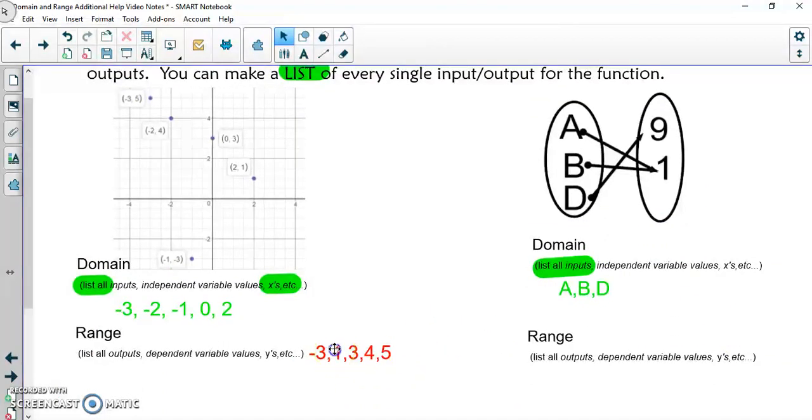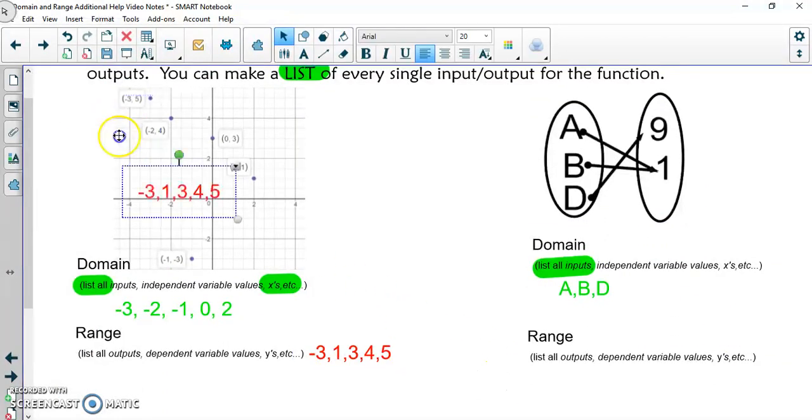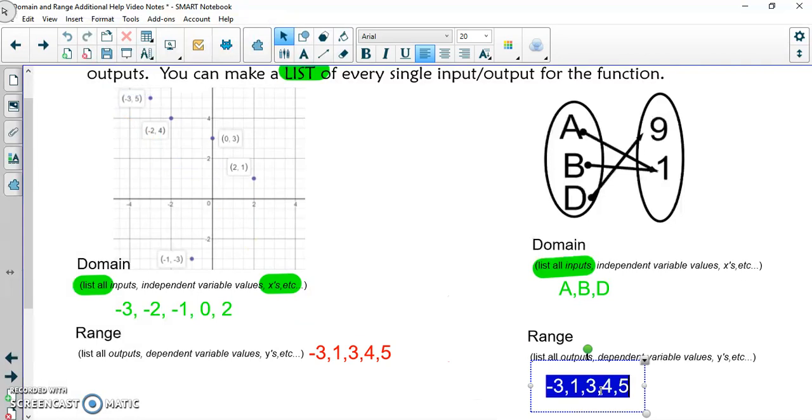Now the things that I can get out of that function: if I put in A, I will get out the number 1. So I'm going to add that to my output. If I put in B, I'm going to also get out the number 1. So I don't need to add that to my outputs because it's already there. If I input D, I will get 9.